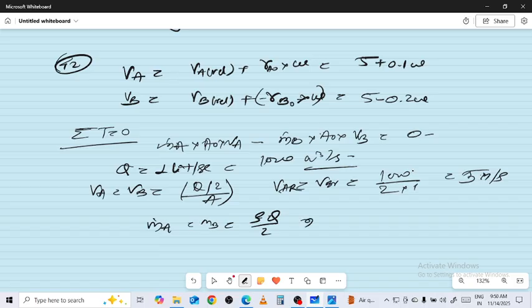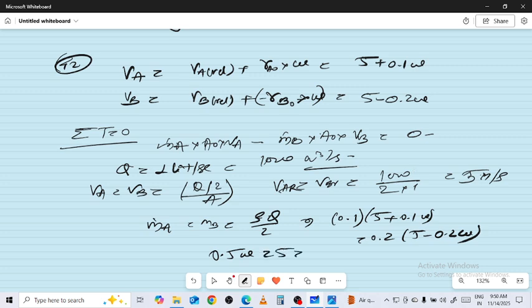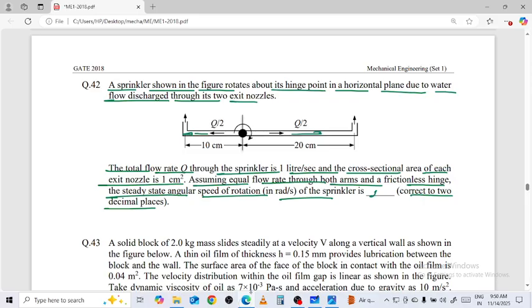On that note, we have 0.1 into 5 plus 0.1 omega, 0.2 into 5 minus 0.2 omega. So 0.5 omega is equal to 5. So omega is 10 radian per second, which we had to calculate. So 10 radian per second is the angular velocity.